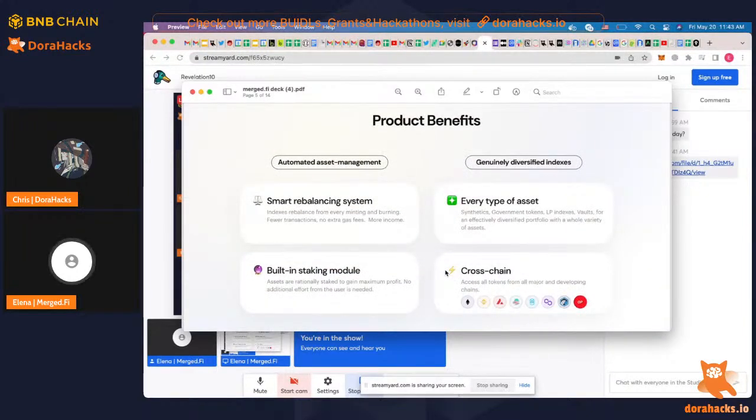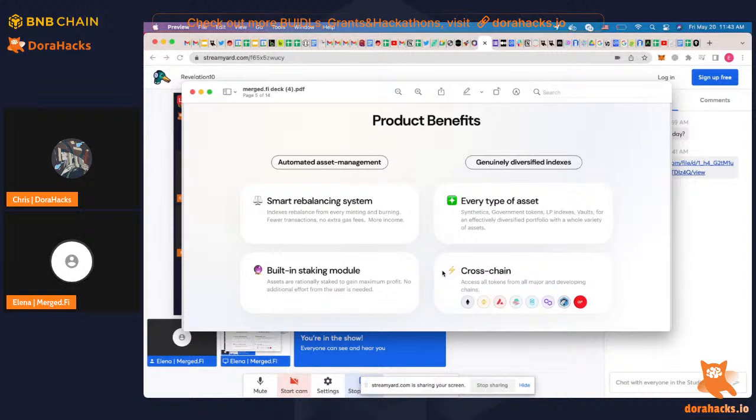Our product has several pro tools and features. First, our index can consist of different types of assets. It can be synthetic assets, governance tokens, LPs, vaults, NFTs, etc. It all helps us make the portfolio more diversified. The second thing is that our index is cross-chain. We already have a partnership with Symbiosis. It is a cross-chain swap, which means our users will be able to buy any index on any chain using any token they already have in their wallet.